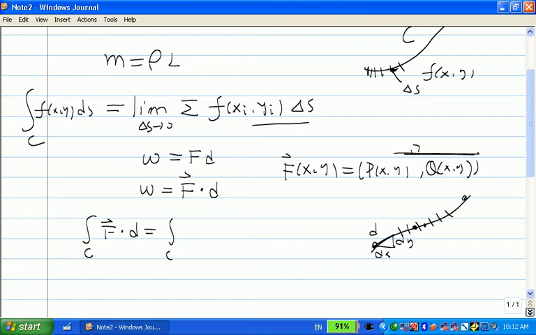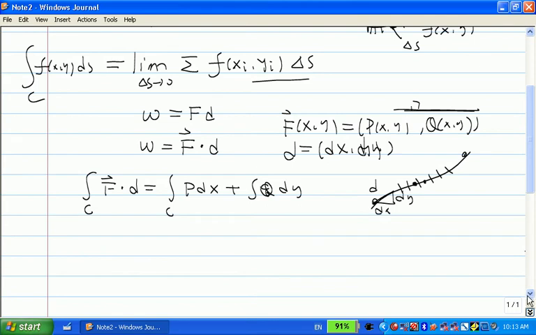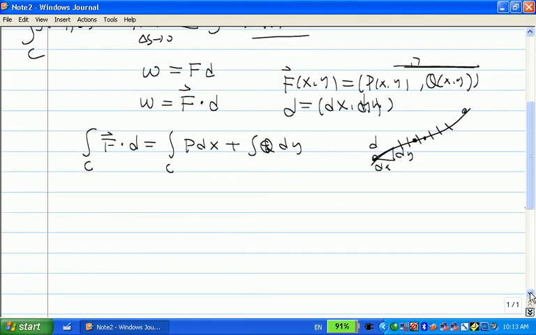Same thing. F has two components, and your D here is also a vector, really dx, dy. So this integral, when you perform the dot product, gives you P dx plus Q dy. So we got two kinds of line integral.